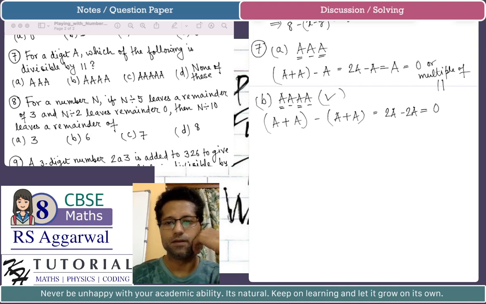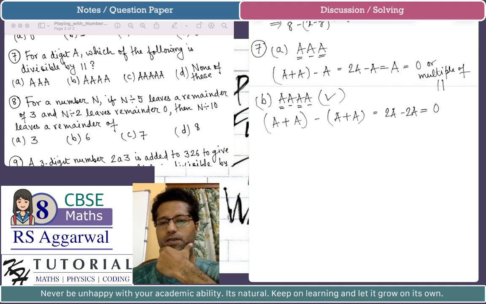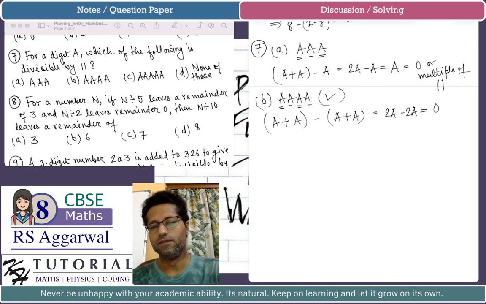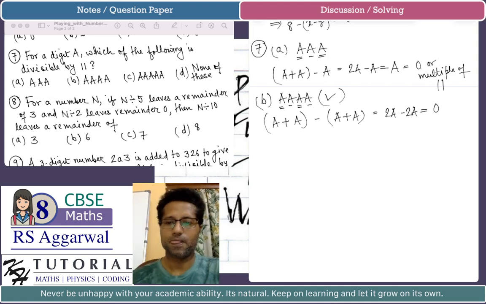Whereas for the choice A, AAA, it will be divisible only if the value of A is 0. If A is 1, then the number AAA, 111, will not be divisible by 11. Since the problem has said nothing about the digit A, it has to work for any digit A. And for the choice B, the 4-digit number AAAA, we can see it is divisible by 11, which is independent of A. A can take any digit. So the correct choice obviously has to be choice B.